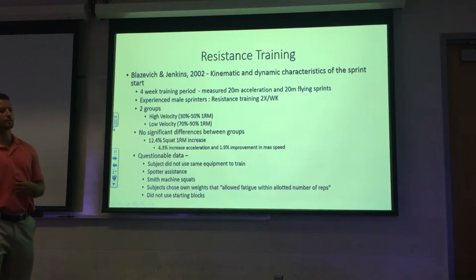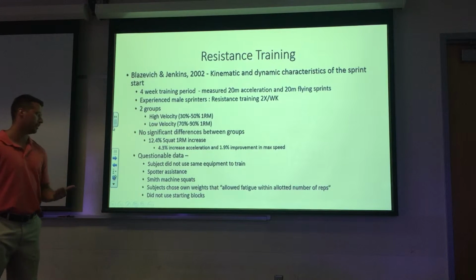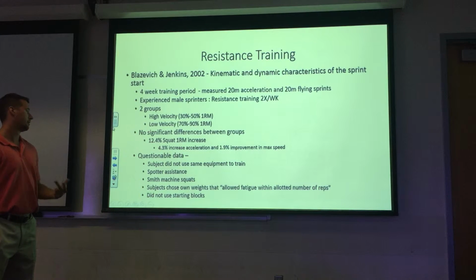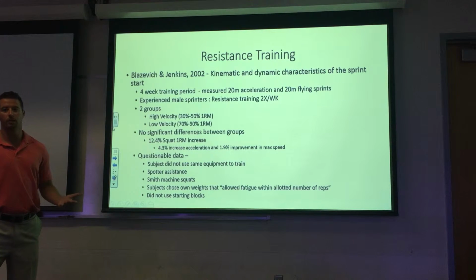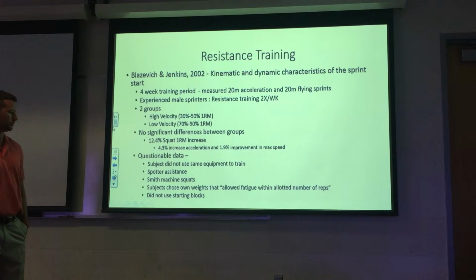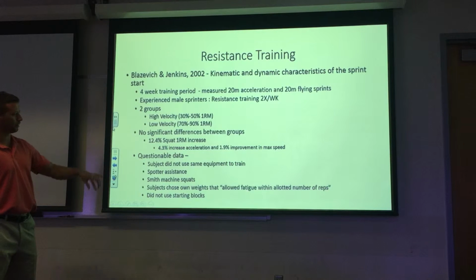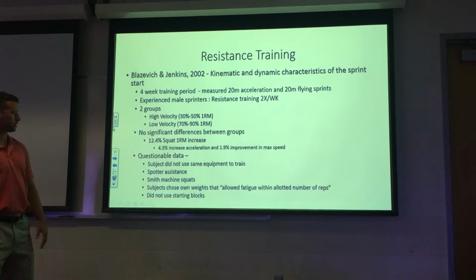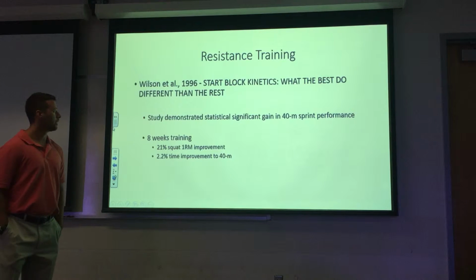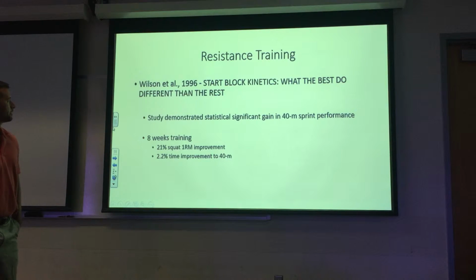The reason I said I don't like the study for the most part is because of some of the things that they stated throughout the research. The subjects did not use the same equipment to train, there was spotter assistance on some lifts, Smith machine squats, and subjects chose their own weight that allowed them to be fatigued within the allotted number of reps. They also didn't use starting blocks, so the data is slightly different, but we're going to take away that they used the high velocity and low velocity groups, and they had less than desirable results for the squat 1 rep max. The next study here, Wilson et al., from 1996.